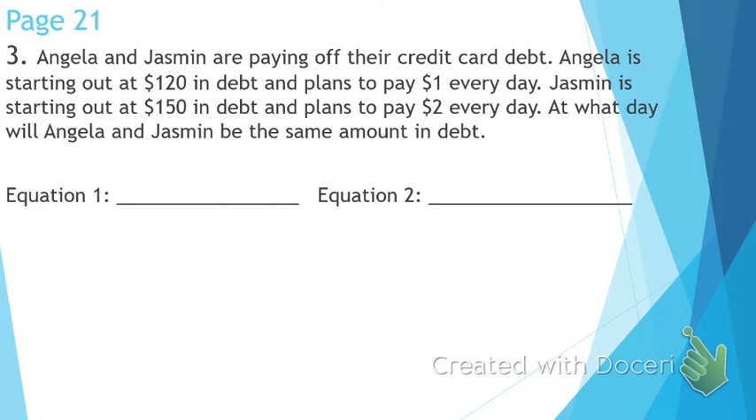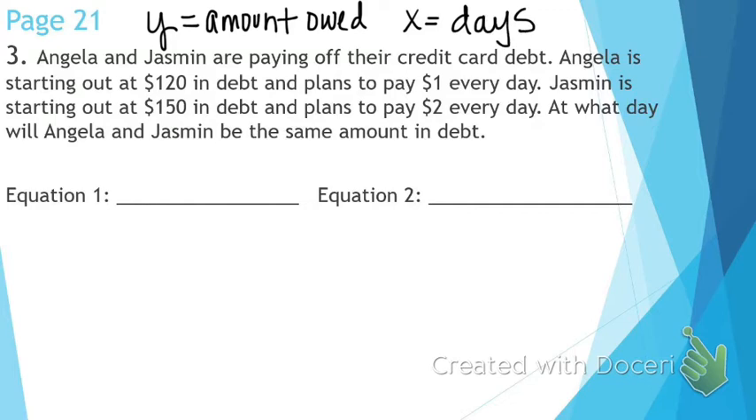So Angela and Jasmine are paying off their credit card debt. Angela is starting out with $120 and plans to pay $1 every day. So we're going to use Y to represent the amount owed, and X is going to be your days. So we're going to write an equation for Angela. We'll let equation 1 represent Angela.